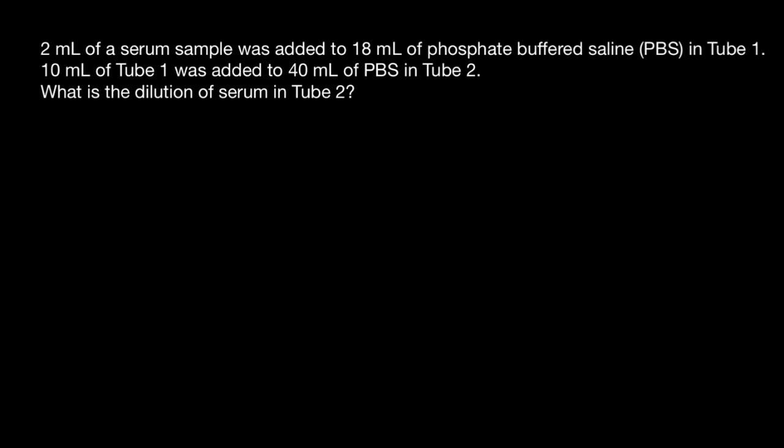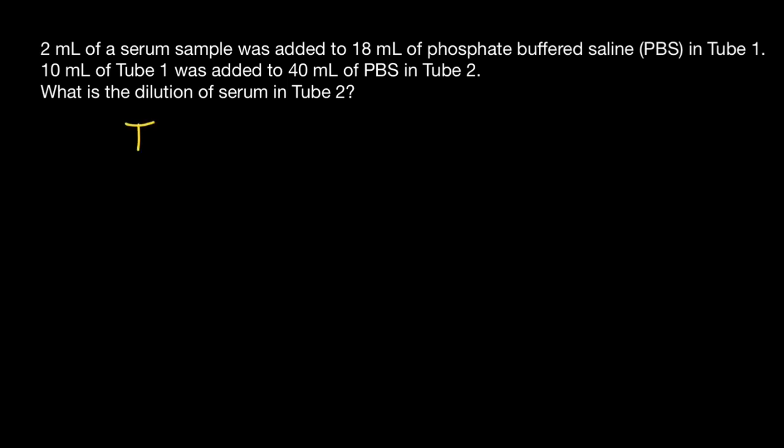So here's a problem. 2 milliliters of serum sample was added to 18 milliliters of the phosphate buffered saline PBS in tube 1. 10 milliliters of tube 1 was added to 40 milliliters of PBS in the tube 2. What is the dilution of the serum in the tube 2?